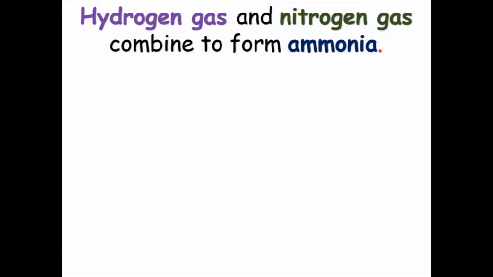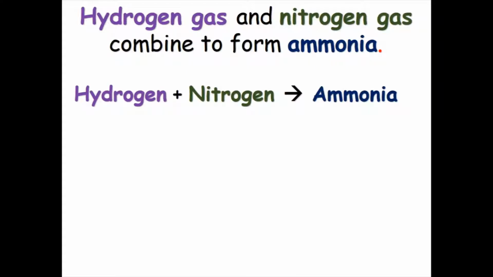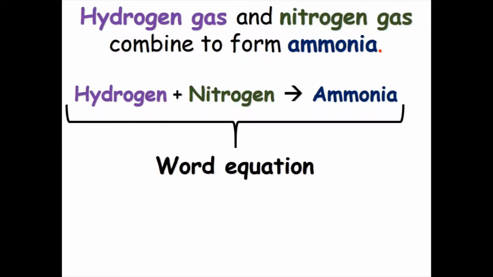So we have hydrogen gas and nitrogen gas combined to form ammonia. First of all, we are going to write the word equation again. So we have hydrogen plus nitrogen and they react to ammonia. This is the word equation and we are going to transform this into the symbol equation.